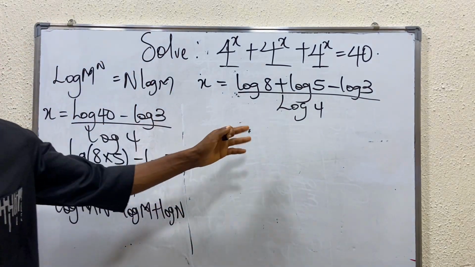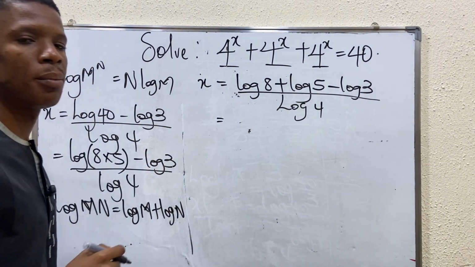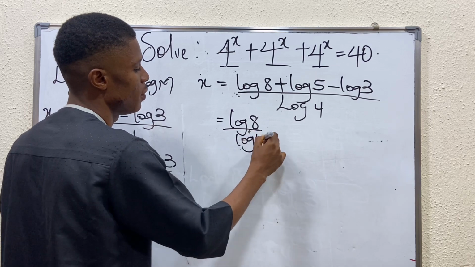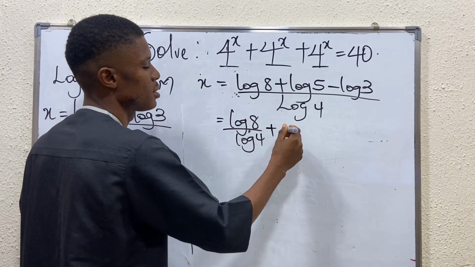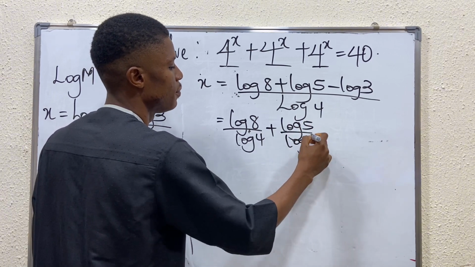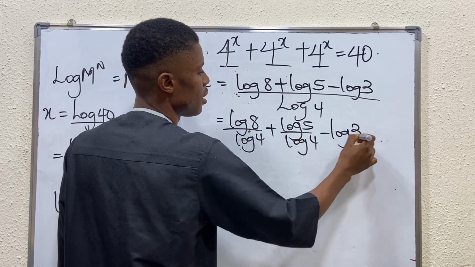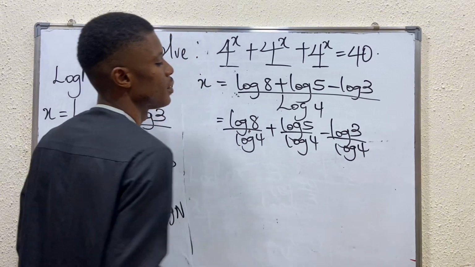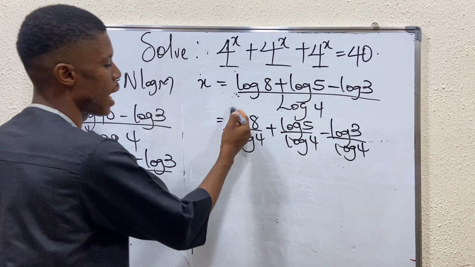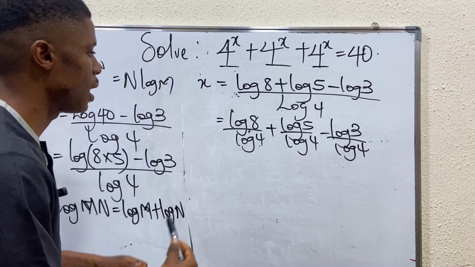So let's split this into independent fractions, which will give us log 8 over log 4, plus log 5 over log 4, minus log 3 over log 4. If we get this now, it is very, very simple to do. At this point, we can use change of base. You can actually reduce it to be in terms of 2, but I would like it to remain 4. I have my reasons.